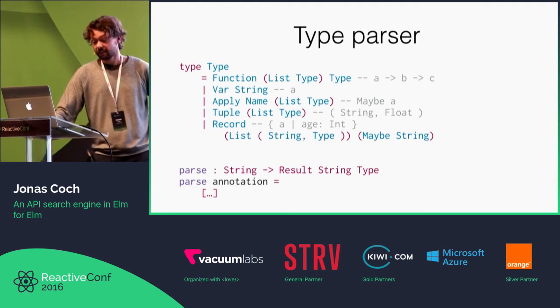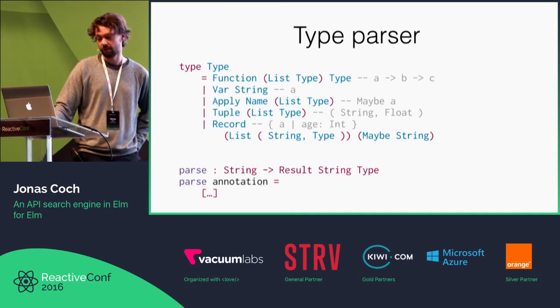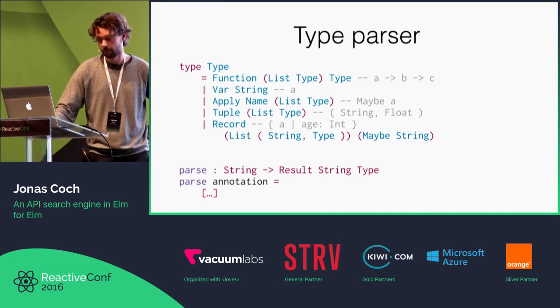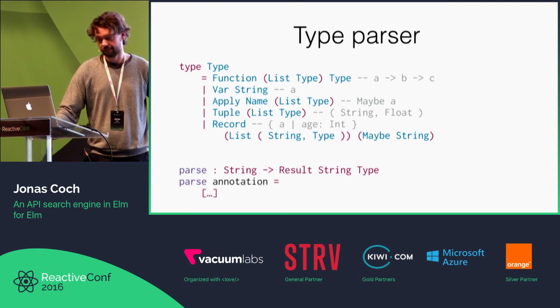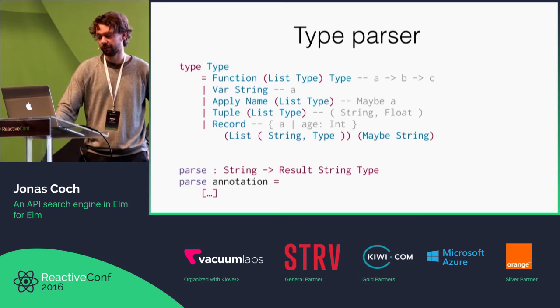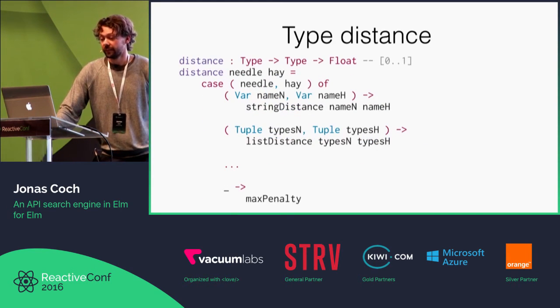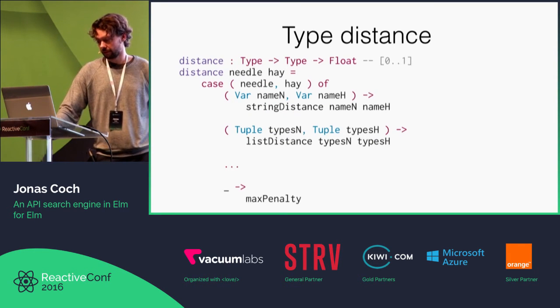A type can either be a function with a list of arguments and a return value, a type variable, which is a placeholder for some specific type, a type constructor, a tuple, or a record. The type is recursive, so tags can hold other types. And yeah, the type parser just takes an annotation string and returns a result. So the distance function now is basically the only thing I have to come up with on my own.